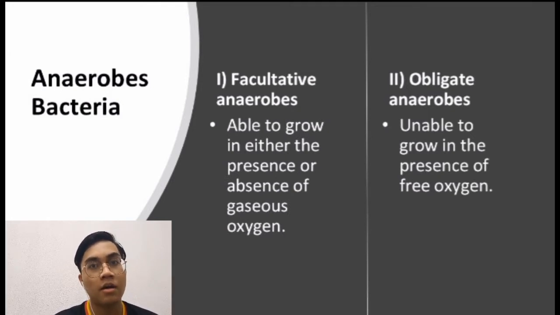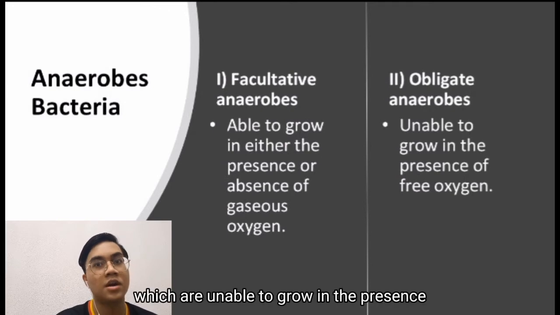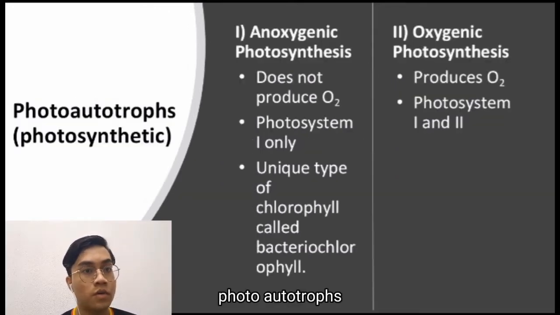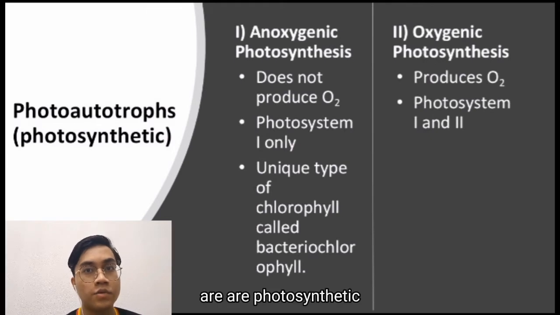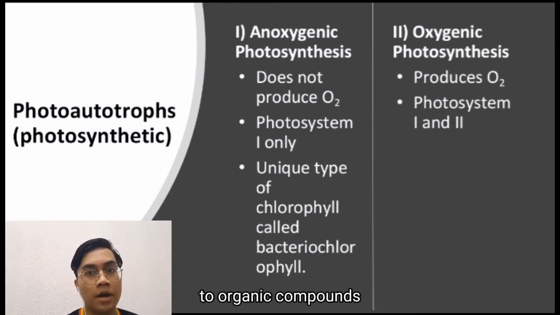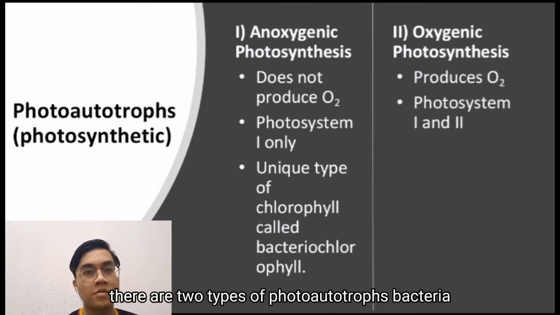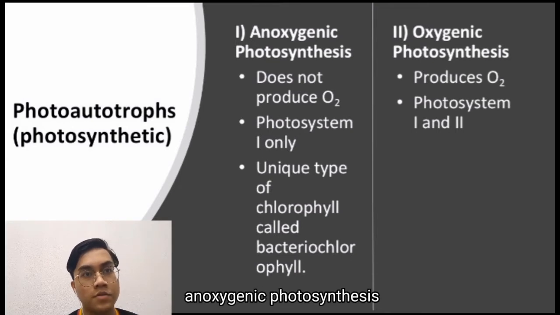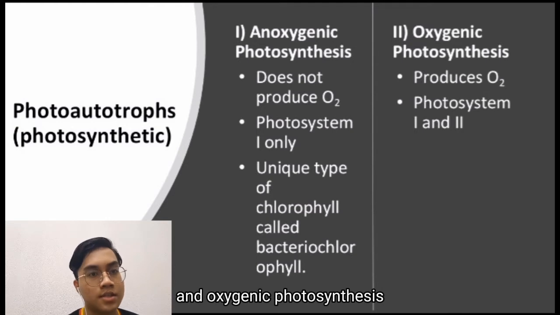Some bacteria are obligate anaerobes, which are unable to grow in the presence of free oxygen. Photoautotrophs are photosynthetic, which means they use solar energy to reduce carbon dioxide to organic compounds. There are two types of photoautotrophic bacteria, those that perform anoxygenic photosynthesis and oxygenic photosynthesis.